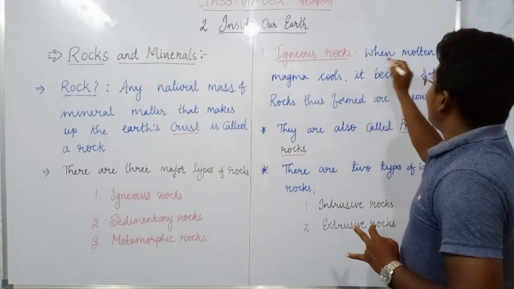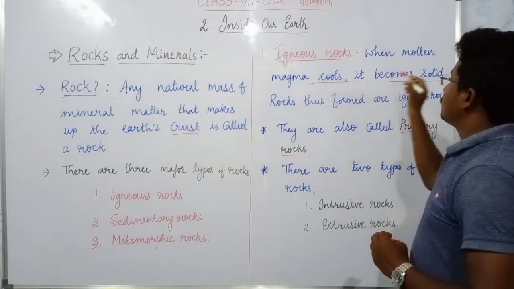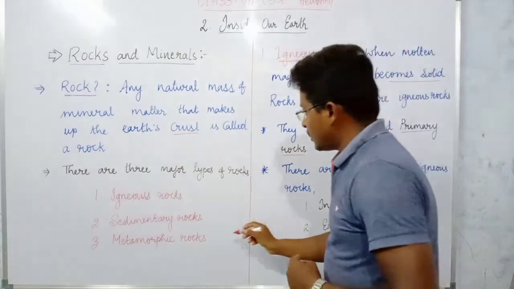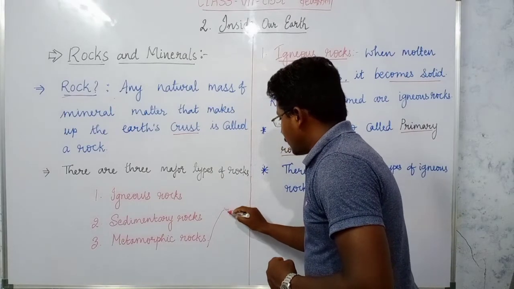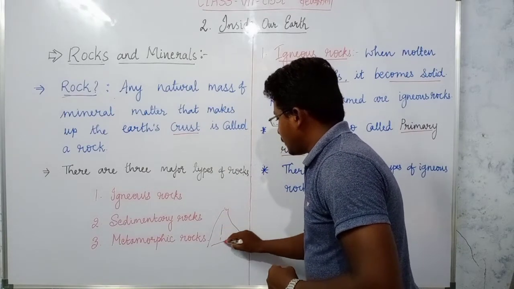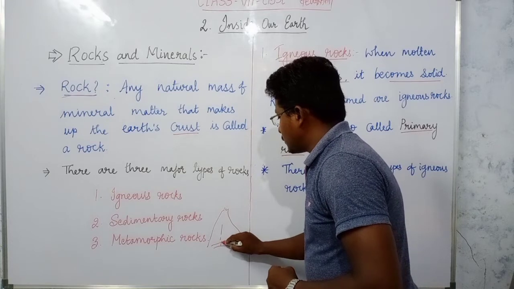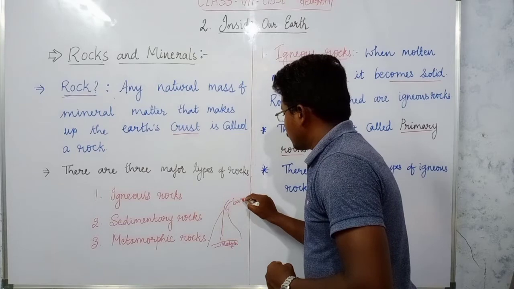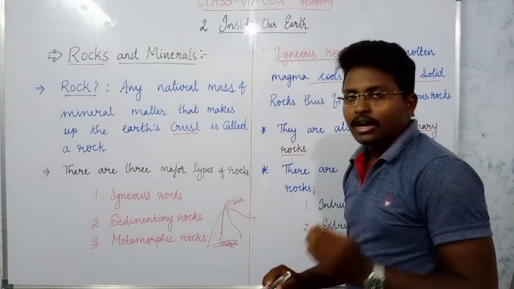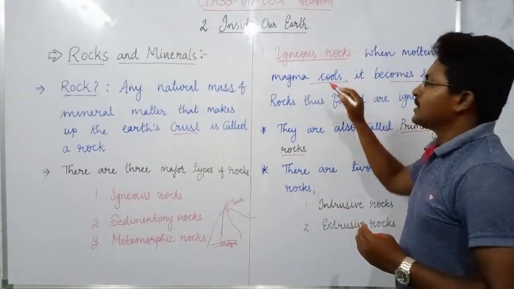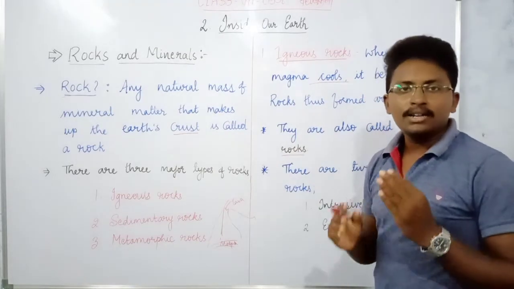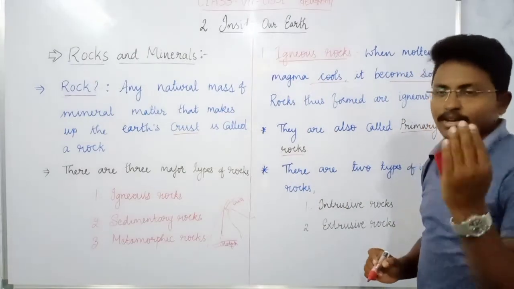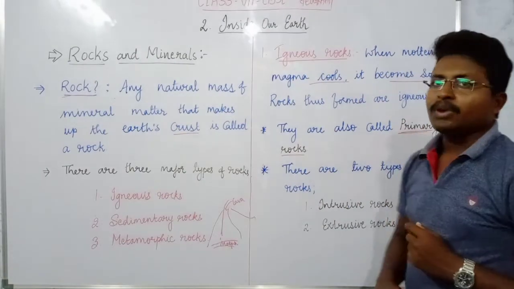When molten magma cools, it becomes solid, and then these rocks are formed. Now we'll see how. For example, this is a place where a volcano comes. Inside this volcano there is something known as magma. When it comes out, we call it lava. When this lava comes out and cools down, it becomes solid. That solid part we call igneous rocks, and as I told, they are also called primary rocks.